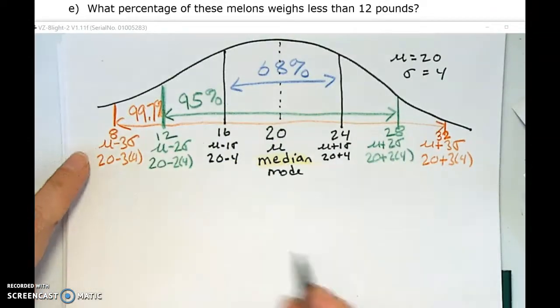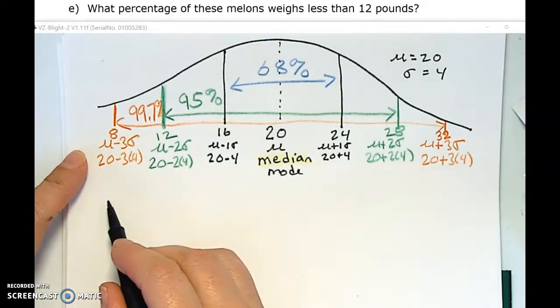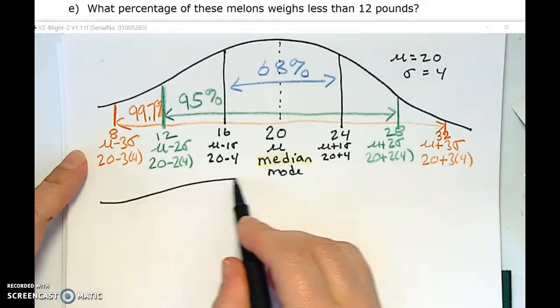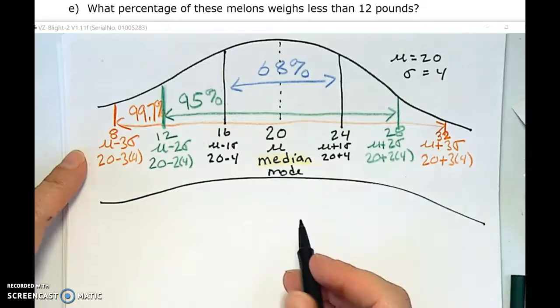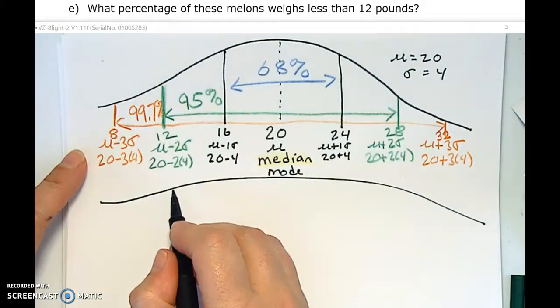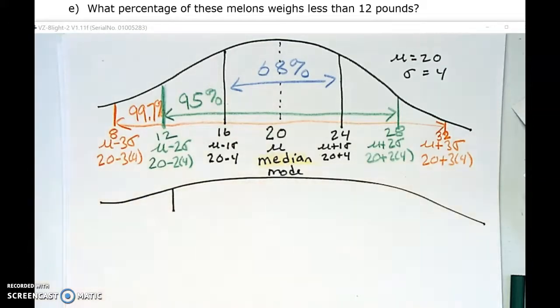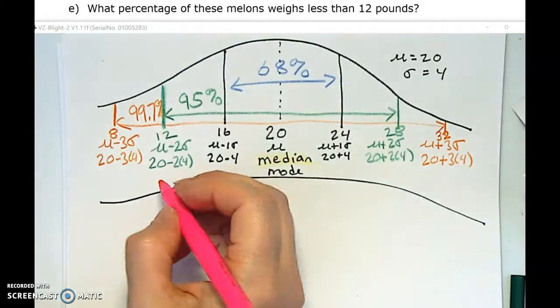Now we're going to look at what percentage of the winter melons weigh less than 12 pounds. And I'm going to draw a little curve right underneath here. And it's never as good as the original one. Yeah, that's pretty bad, but don't worry about it. It's fine, as long as you have the original one looking kind of okay. So the ones that weigh less than 12 pounds are the little ones.